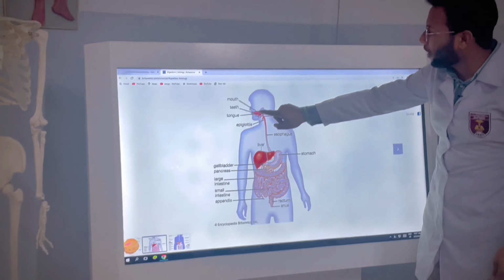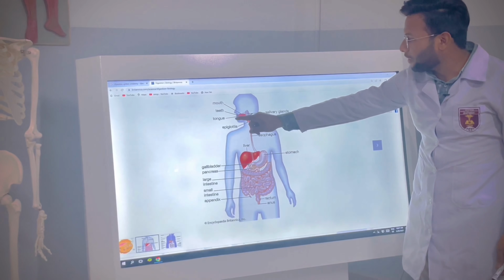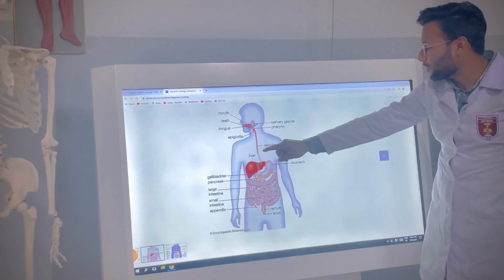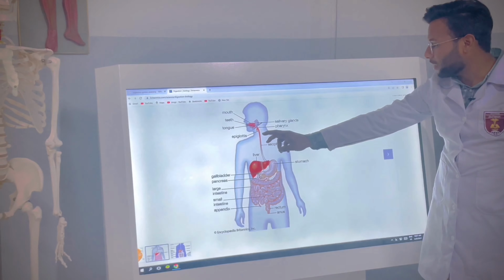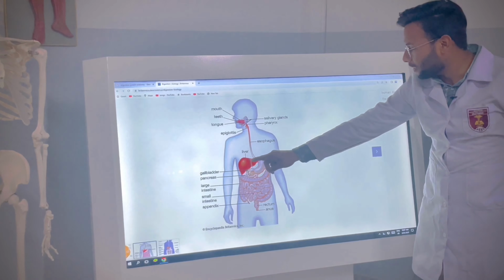This part is mouth, and this part is teeth. This part is tongue. It has salivary glands and pharynx. This long tube is pharynx, and this is epiglottis. And this is esophagus. This is liver.